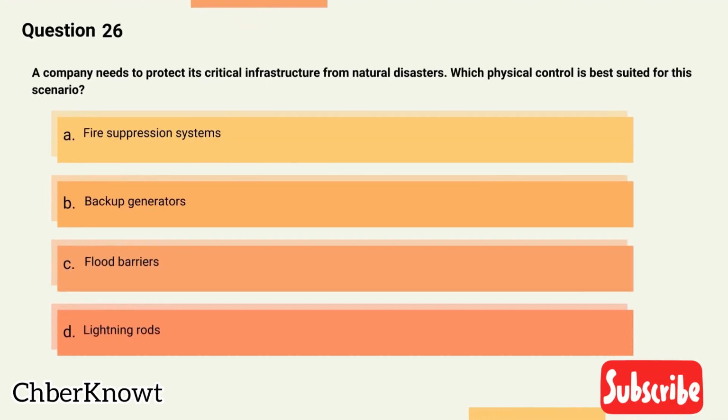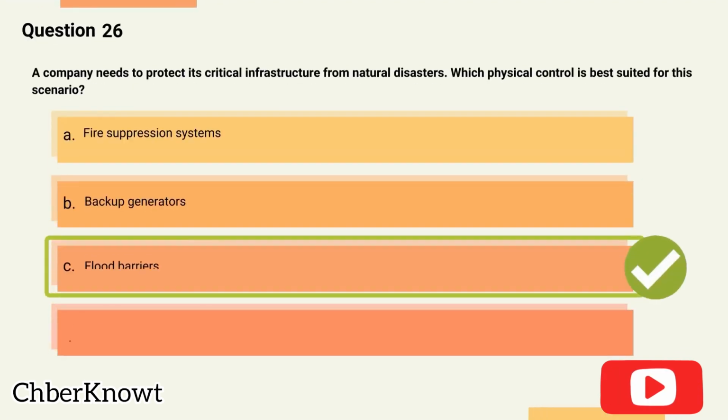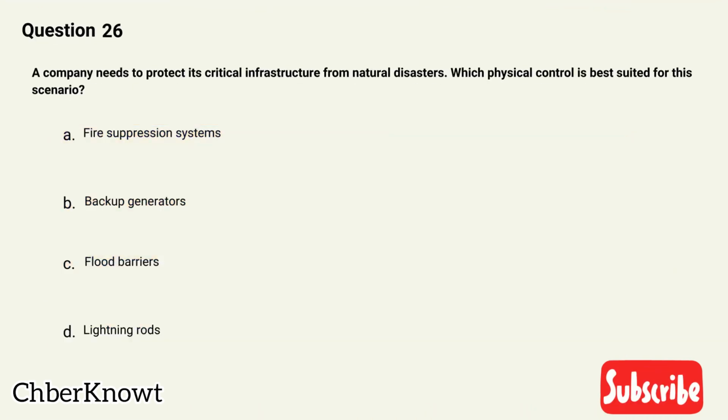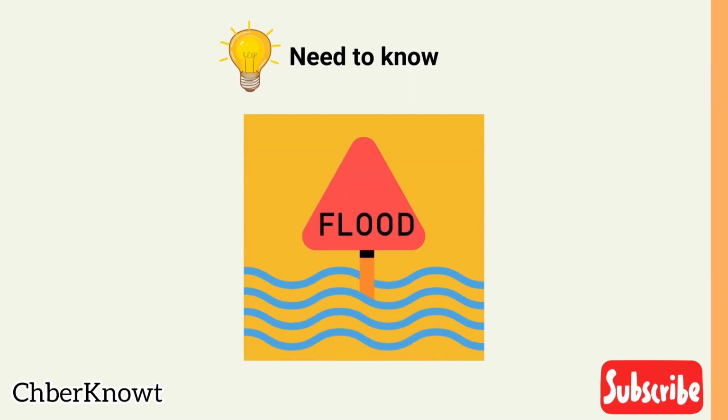Question 26. A company needs to protect its critical infrastructure from natural disasters. Which physical control is best suited for this scenario? Option A. Fire suppression systems. Option B. Backup generators. Option C. Flood barriers. Option D. Lightning rods. The correct answer is Option C. Flood barriers. Explanation. Flood barriers are best suited for protecting critical infrastructure from natural disasters, such as floods. They prevent water from entering the building and damaging critical equipment.